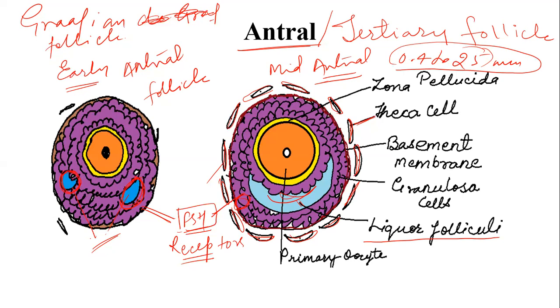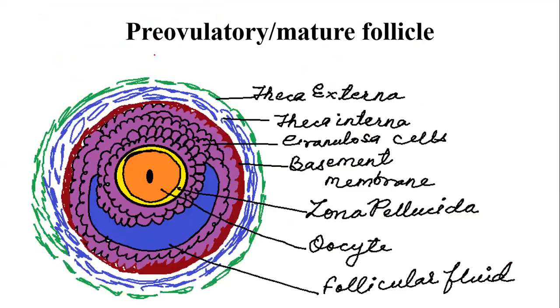So this is the antral follicle. These are the changes. What are the major changes? One is the formation of the antral cavity, development of the FSH receptor on the granulosa cells, and the theca layering outside the basement membrane. Next is the mature follicle or pre-ovulatory follicle.